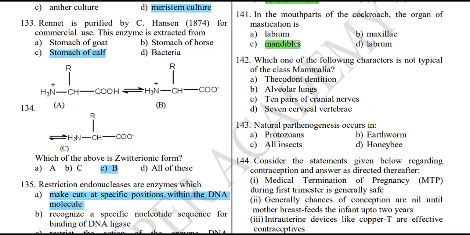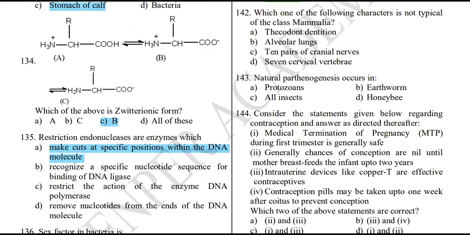Okay, the next question. Which of the following characters is not a typical characteristic of mammals? We all come under chordates. Thecodont means all the teeth are embedded in sockets. So we have all the teeth embedded. So that's a correct one. But they ask which is not a typical character, right? Yes. So alveolar lungs: yes, we have lungs and we have alveoli. So that is correct. We have 12 pairs of cranial nerves, not 10 pairs. So this is a wrong statement. So I'm choosing it.